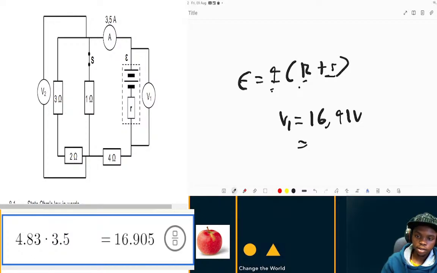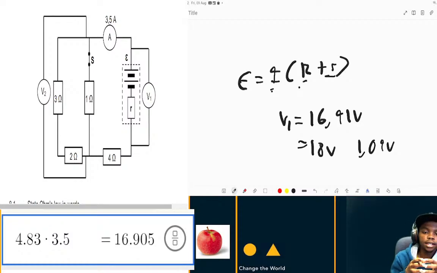I find that maybe the total voltage of this circuit, we're just estimating, maybe it's 18 volts, and the V1 is 16.91, so that will be 1.09 volts lost, and it was lost in the internal resistance. So the internal resistance took it, and what came out of it was the 16.91.